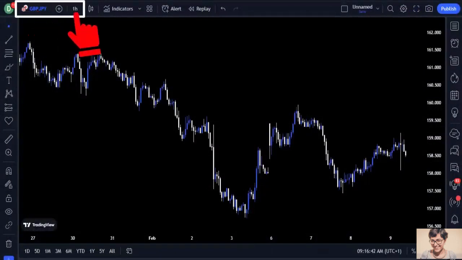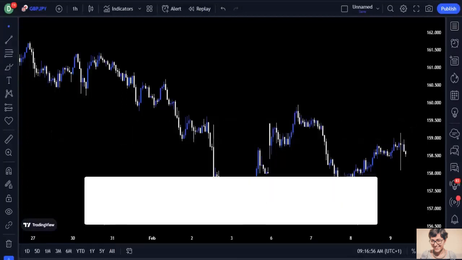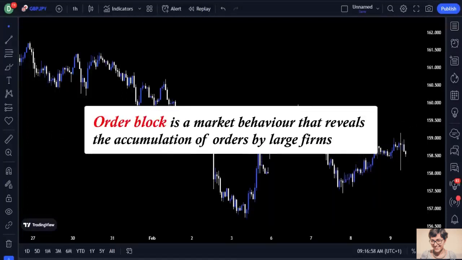But you can see that we are open to the price chart of the GBP JPY currency pair on the 1 hour time frame. Now you have to know that you can use this strategy on all time frames, and this strategy can also be profitable on all of the financial asset classes, both in crypto, forex, and the stock market. Now let's first explain what an order block means.